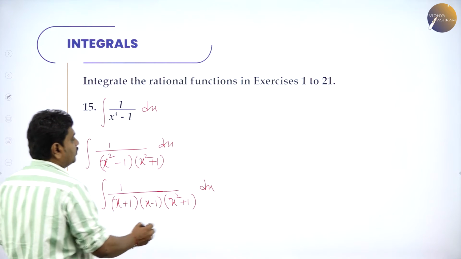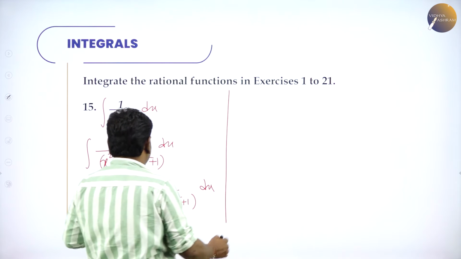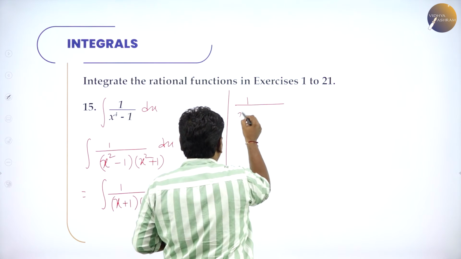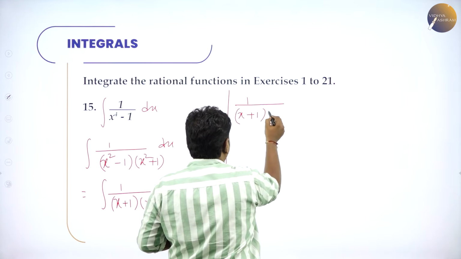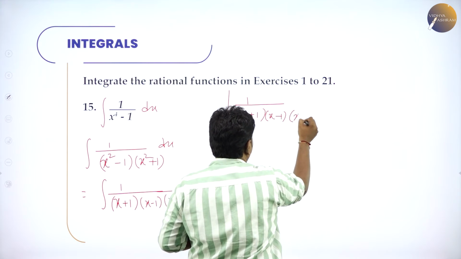Now this is the problem. So now in this we'll take only 1 divided by the given problem, x plus 1 into x minus 1 into x square plus 1.